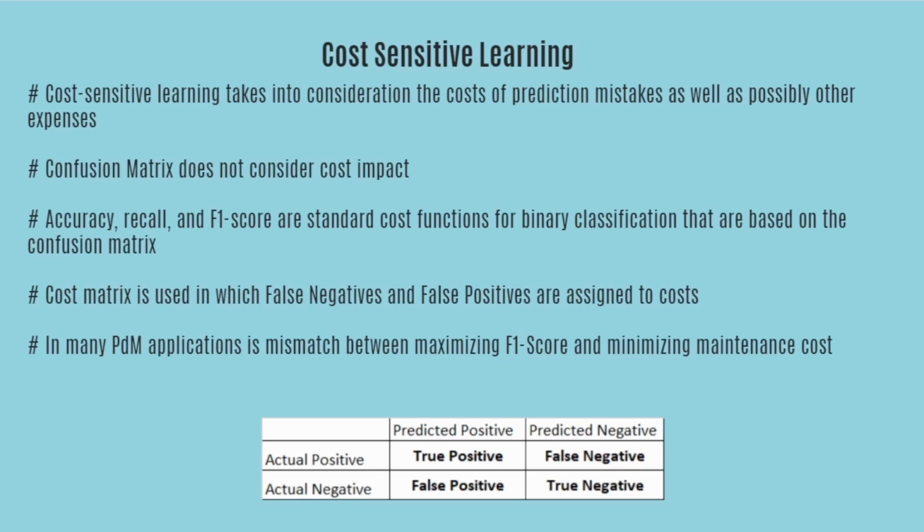It is common to think of the predictive maintenance task as a binary classification problem because a device can be either broken or fully operational in a certain amount of time. The accuracy, recall, and F1 score are standard cost functions for binary classification that are based on the confusion matrix. However, the most significant drawback of these confusion matrix-based performance indicators is their lack of understanding of the cost and impact of the predictive maintenance strategy on the organization.